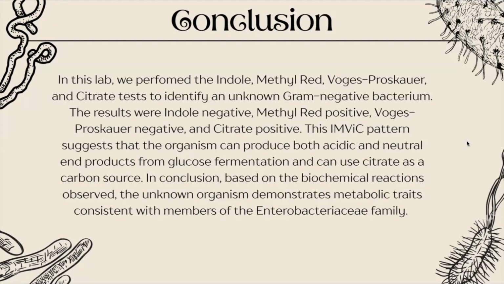Now for the conclusion. In this lab, we performed the indole, methyl red, Voges-Proskauer, and citrate tests to identify an unknown gram-negative bacterium. The results were indole negative, methyl red positive, Voges-Proskauer negative, and citrate positive. This IMViC pattern suggests that the organism can produce both acidic and neutral end products from glucose fermentation and can use citrate as a carbon source.